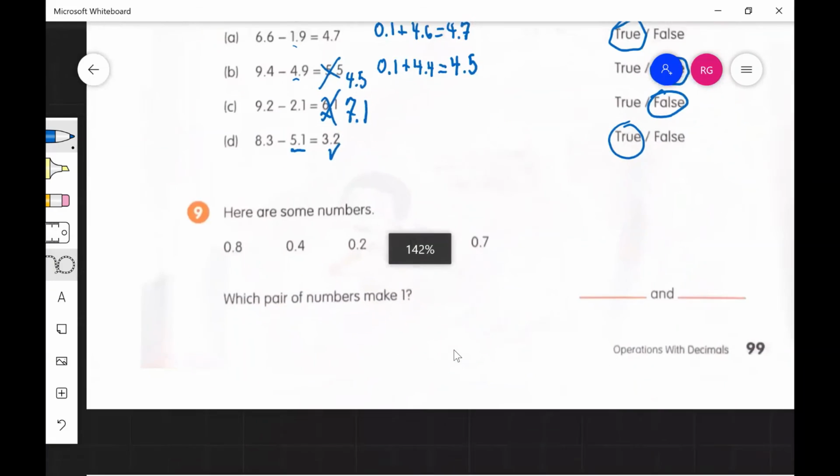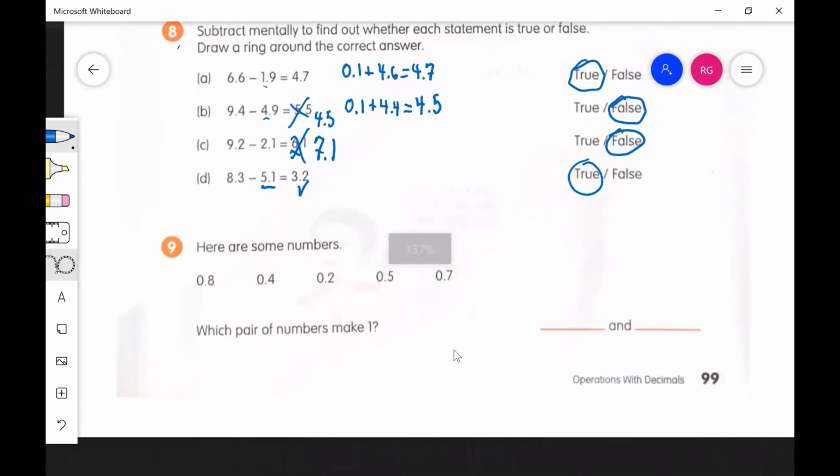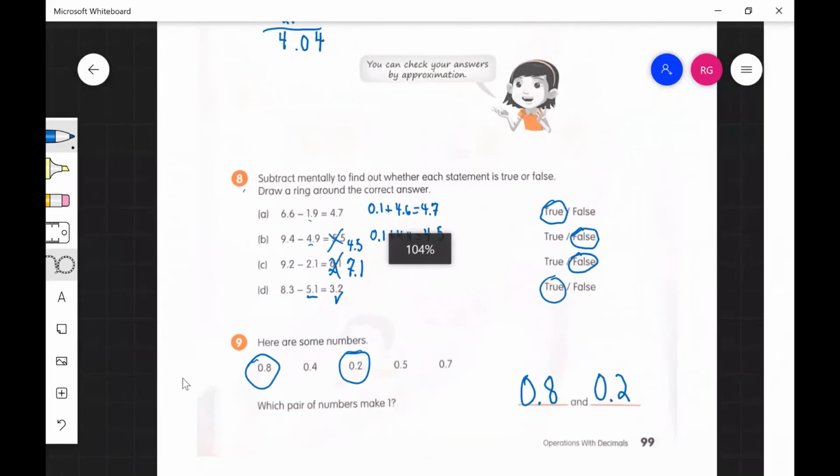All right. So here are some numbers. Okay. It says 0.8, 0.4, 0.2, 0.5, 0.7. And it says which pair of numbers make 1. Okay, well, I know that 0.8 plus 0.2 equals 1. So I think they mean added together. This is the answer. So 0.8 and 0.2 make 1.